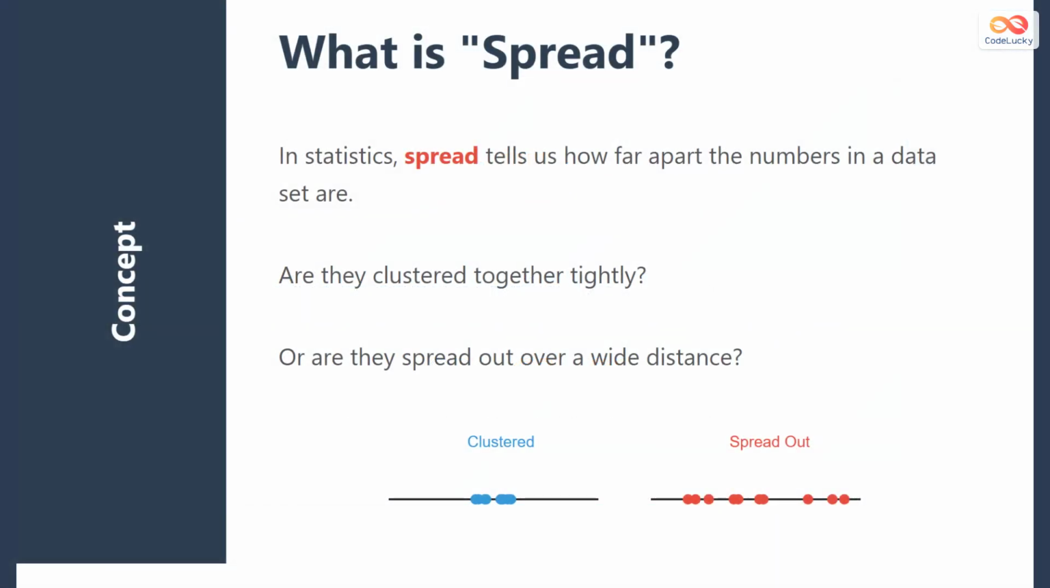First, let's talk about the concept of spread. When we look at a set of data, we want to know if the numbers are clustered tightly together or if they are spread out over a wide distance. The IQR is a specific way to measure this spread.